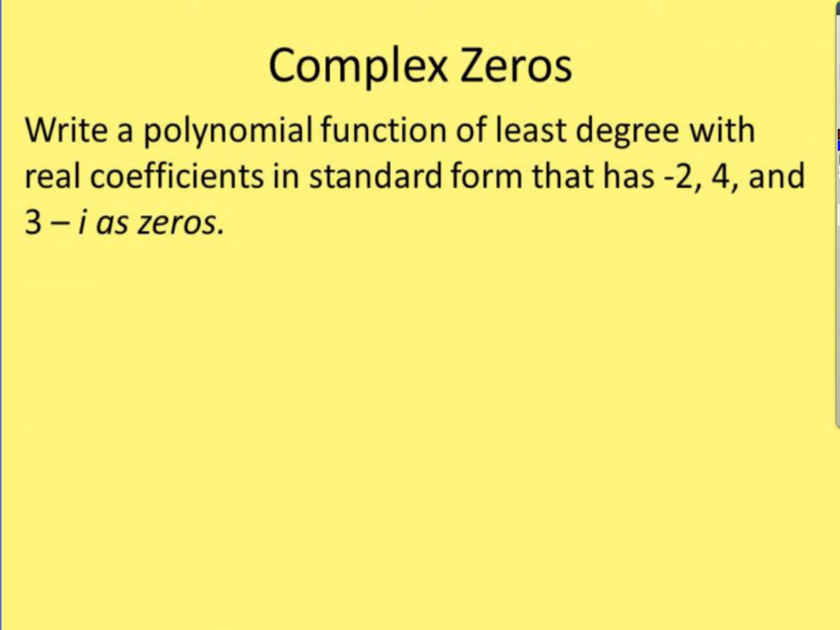So we need to write a polynomial function of least degree with real coefficients in standard form that has negative 2, 4, and 3 minus i as its zeros. To do this, we're first going to write it in the linear factorization form.